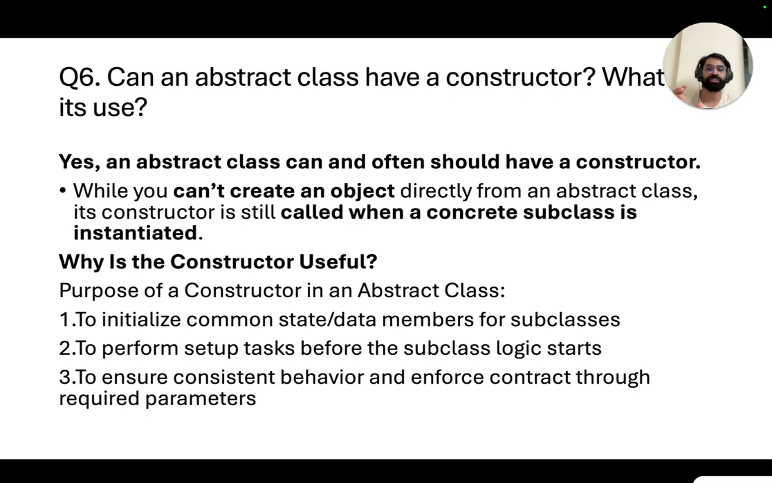Okay, third point, to ensure consistent behavior and enforce contract, through the required parameter. I hope you got the point, right? So the constructor is used to initialize the properties, and also if you have any property in the abstract class, then it can be initialized. If any logic is required to be initiated before the subclass logic starts, then of course this constructor will be very useful. So for this reason, the Java people have added the constructor in abstract class.